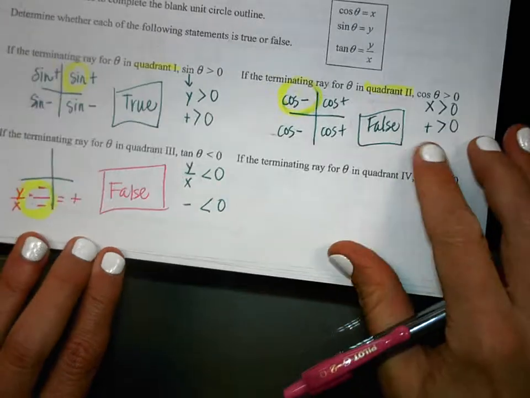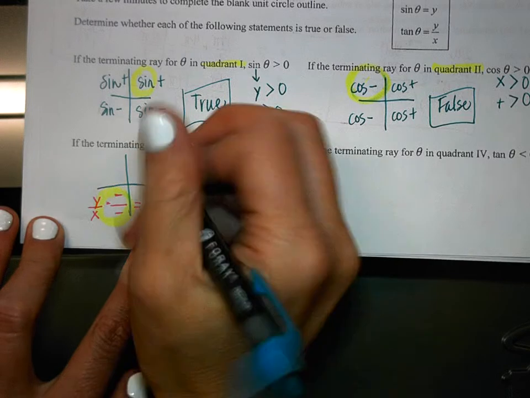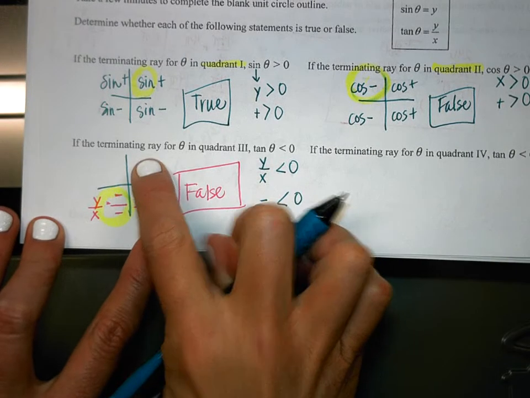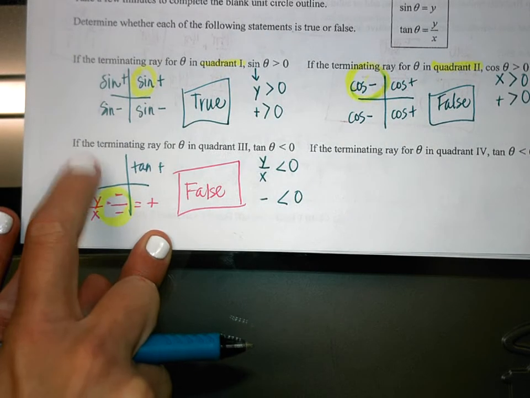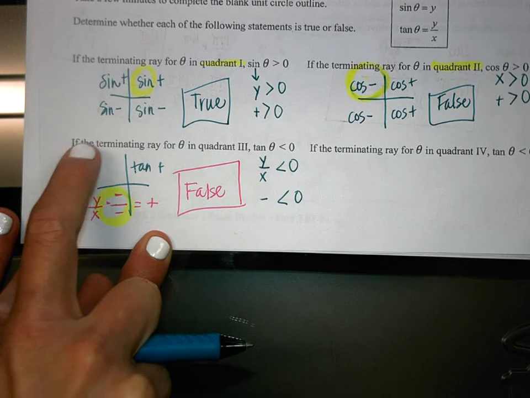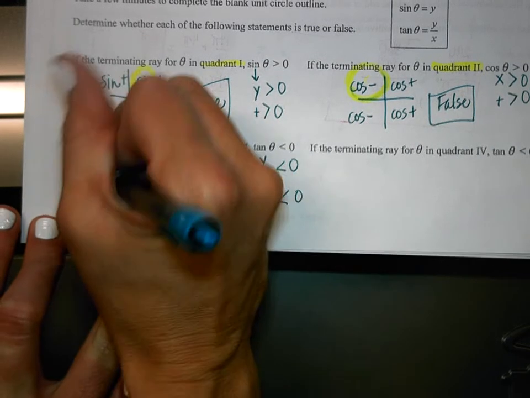Can you fill out the rest of it? So yes, on this one, here it's a positive and a positive, right? So tangent is positive. Here, your y is negative, or sorry, your x is negative, your y is positive. So positive and a negative make a negative.